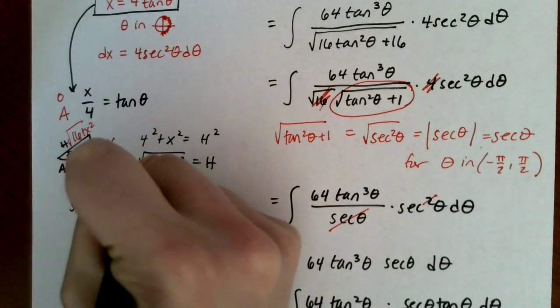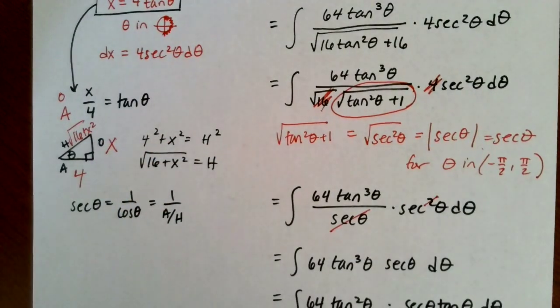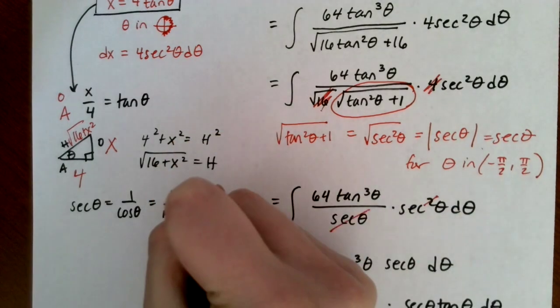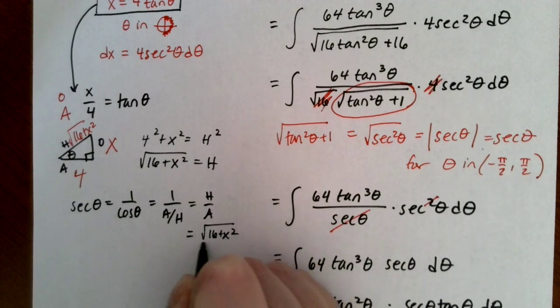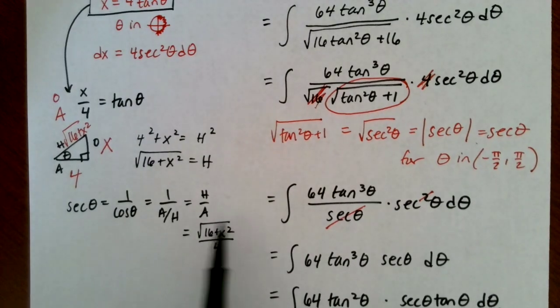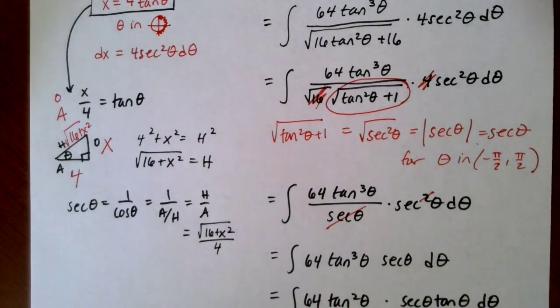Secant is 1 over cosine. So this is 1 over the CA from SOHCAHTOA. That's going to be h over a. So that is the hypotenuse side, root 16 plus x squared, over the adjacent side, which is 4. So in both of the spots in my answer where I have a secant, I'm going to put this expression.